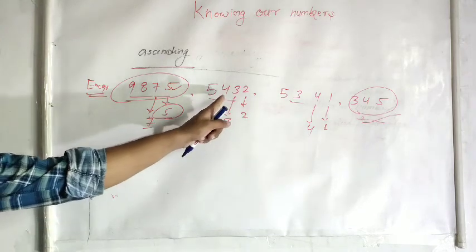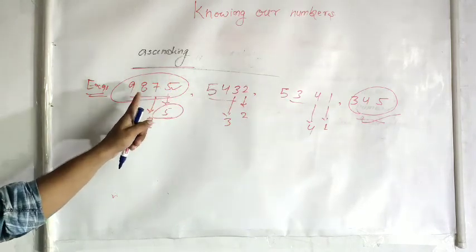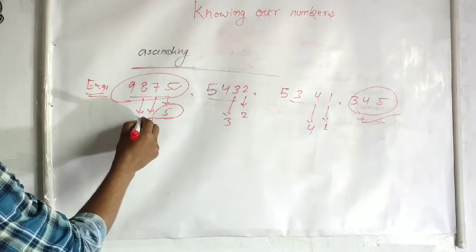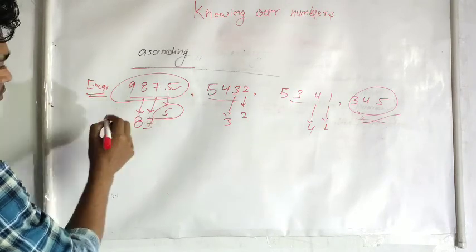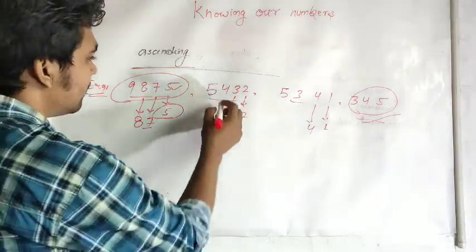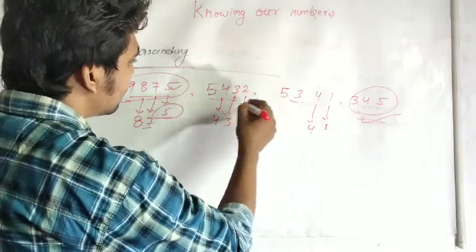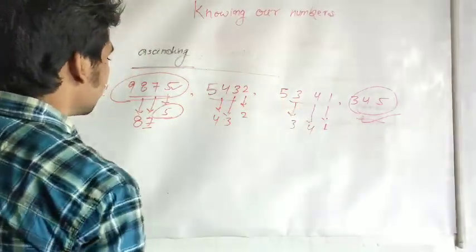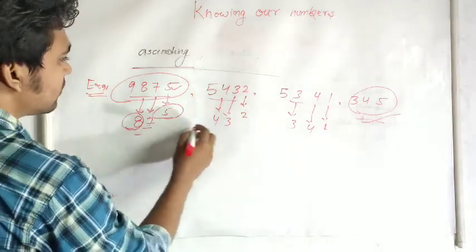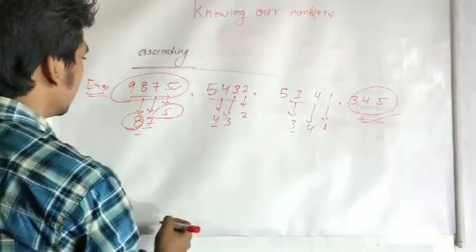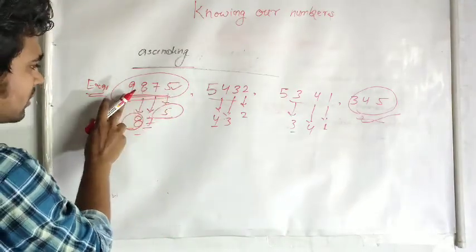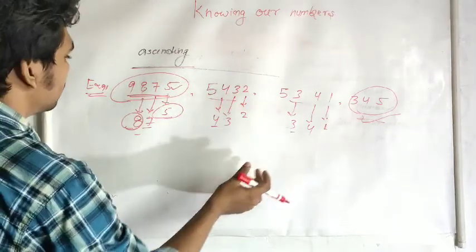Again we count for the third place. We find here number 8 at the third place, number 4 at the third place here, and number 3 at the third place here. So 8 is also greater than 4 and 3. So for the third place, this number is also greater than these two numbers.